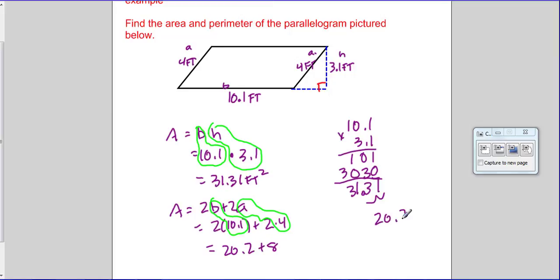And when you add decimals, you must line up the decimal points. So 8 doesn't show it, but there's a decimal point behind it. I'll add a placeholder 0. So now this is like 202 plus 80. So that's 282. So this is 28.2 feet. And remember, perimeter is just feet. Area is the space inside, so that's going to be square feet. So in the case of area, we're asking how many little square feet, which is 1 foot by 1 foot, fit inside that parallelogram. And we found in this one it's 31.31 square feet.